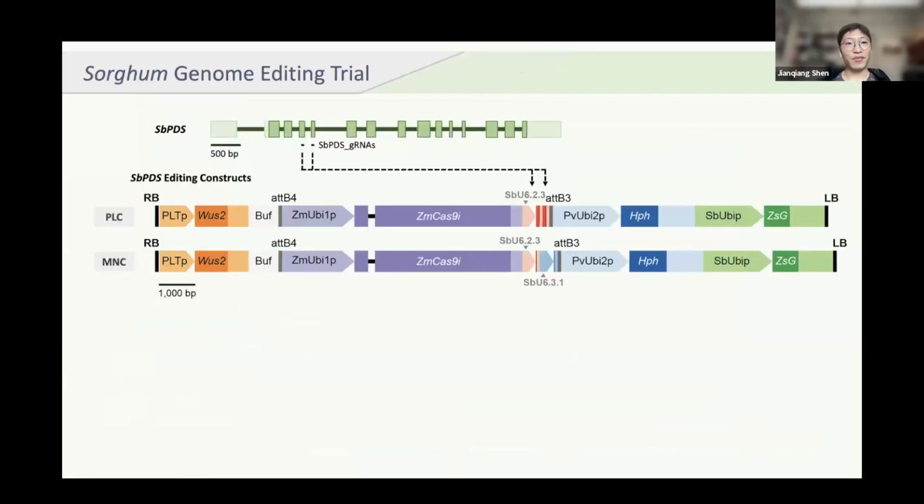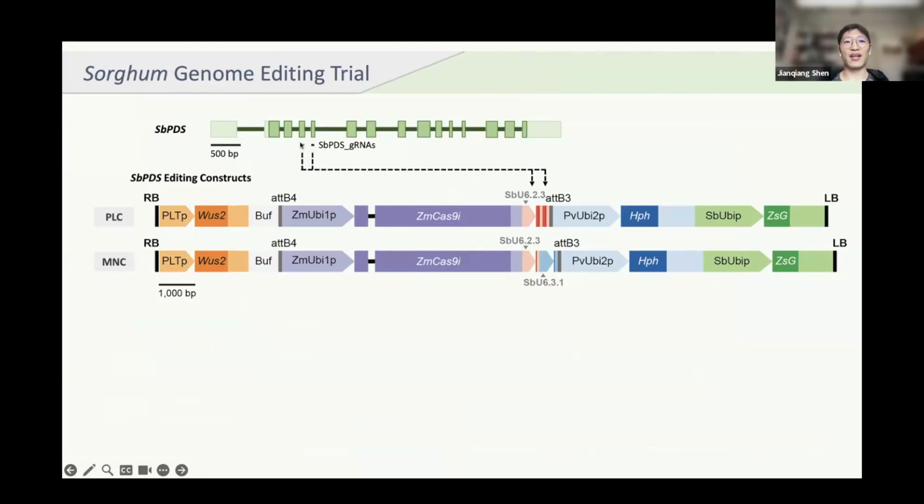Then we developed two constructs, and as I shared with you, previous studies showed that the polycistronic and monocistronic guide RNA designs might lead to different editing efficiency. So we tried both.